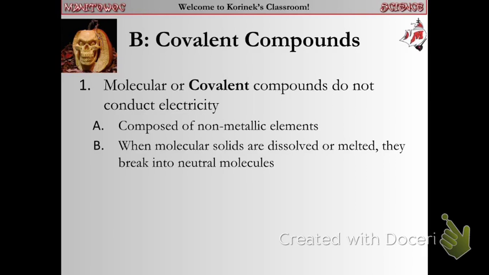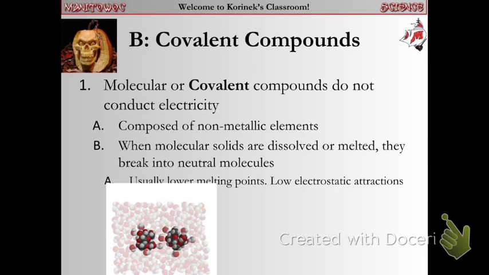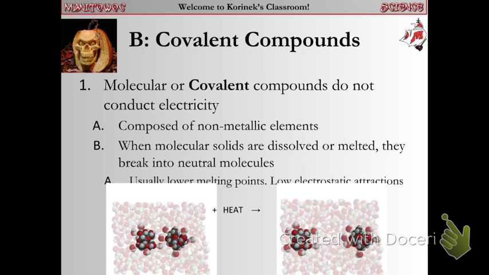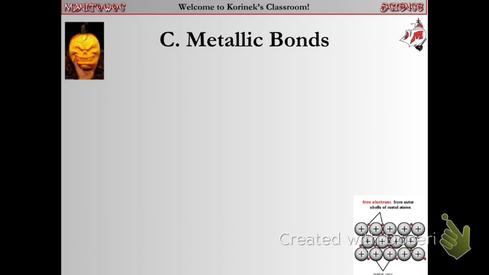When these molecular solids are dissolved or melted, they break into neutral molecules. So molecules, individual molecules by themselves. And these things usually have lower melting points because they have low electrostatic attractions. So here I've got a sugar molecule. Okay, and I can break that apart just by adding a little bit of heat. And so we get the two individual molecules. Those individual molecules are neutral. So one thing that you do not have with a covalent compound is the formation of an ion.